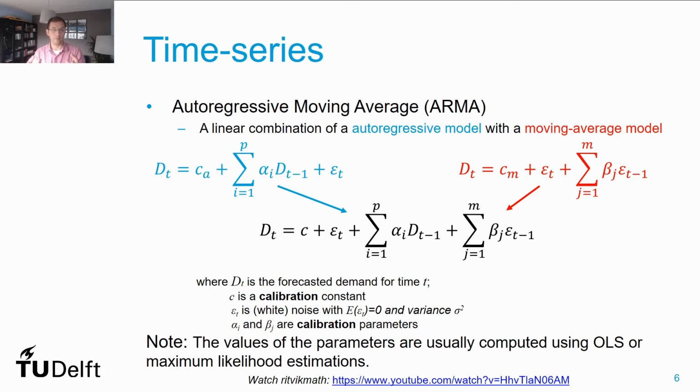If you combine both, you have the ARMA technique, and you can calibrate this function, the parameters alpha and beta, by using again the ordinary least squares or maximum likelihood estimations. I'll leave it up to you to explore the maximum likelihood estimations.